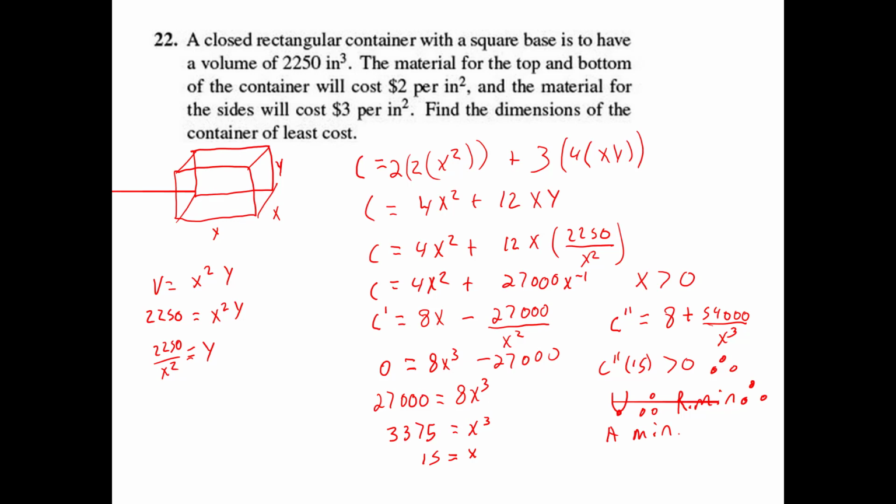So find the dimensions of the container of least cost. So we already know what one dimension is. X has to be 15, so the base has to be 15 by 15. And to get our other one, here we know that y has to equal 2250 divided by 15 squared is 225. And that is 10. So let us move on.